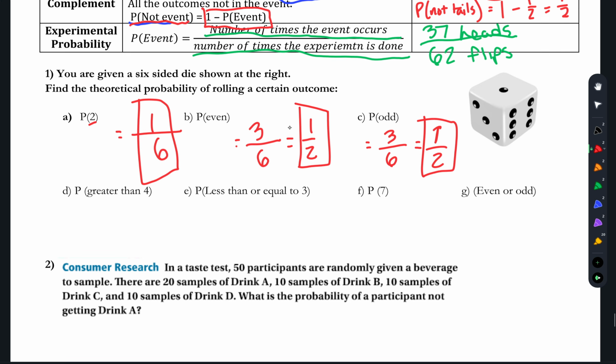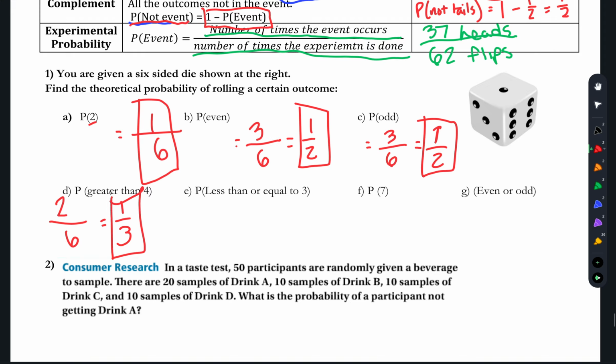Okay, let's make it a little bit more complicated. What's the probability that we roll greater than a 4? Can we make it out of 6 first? 2 out of 6. There's only 2 outcomes greater than 4. It's 5 or 6. So that does reduce to 1/3.